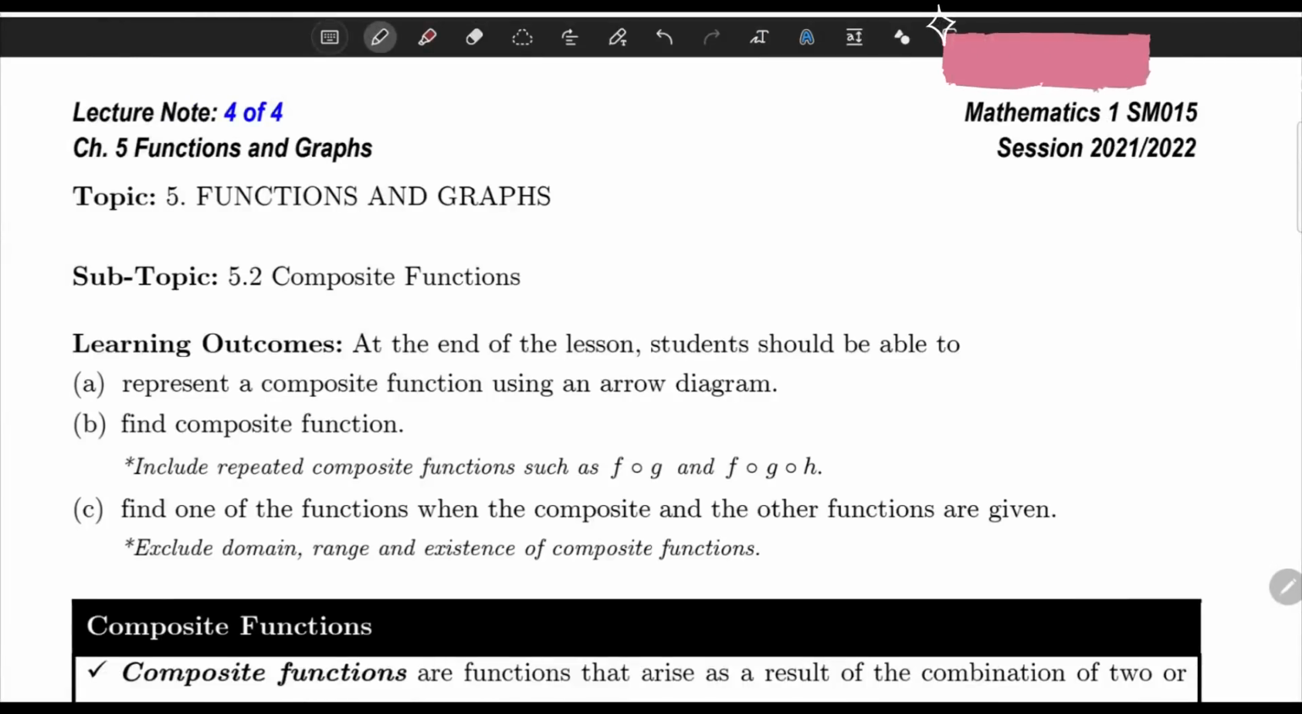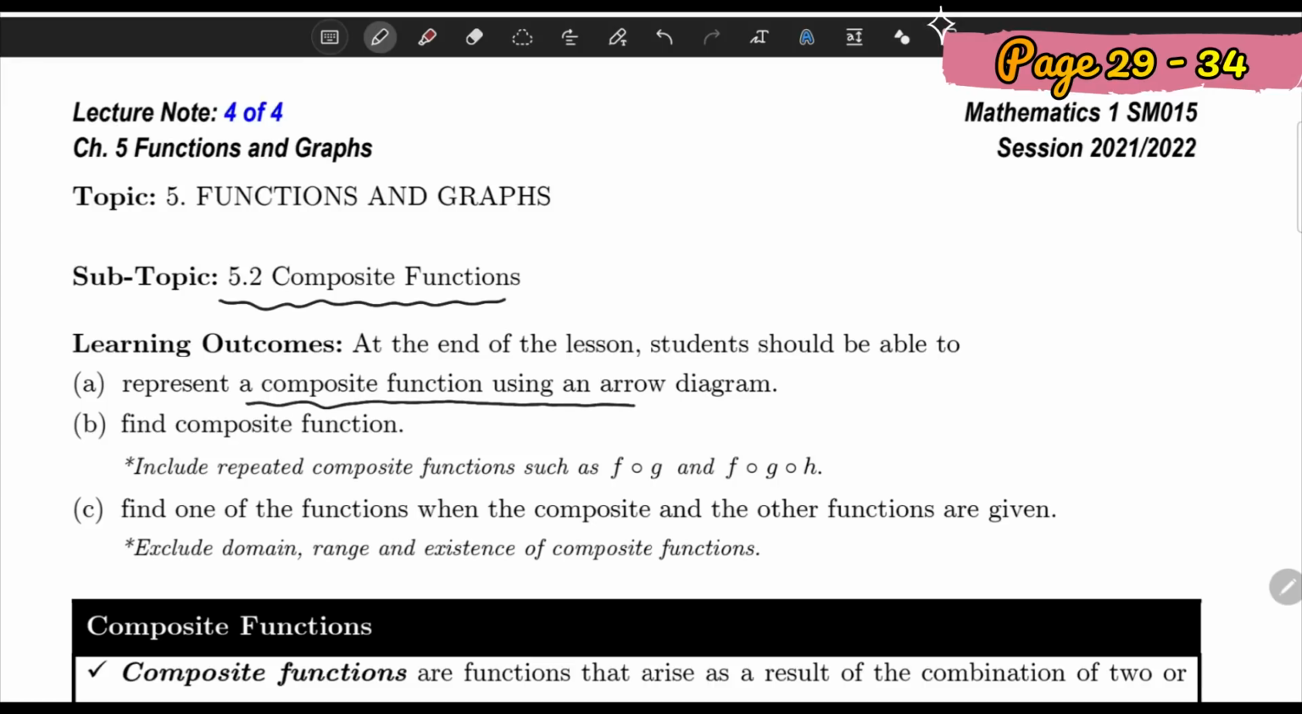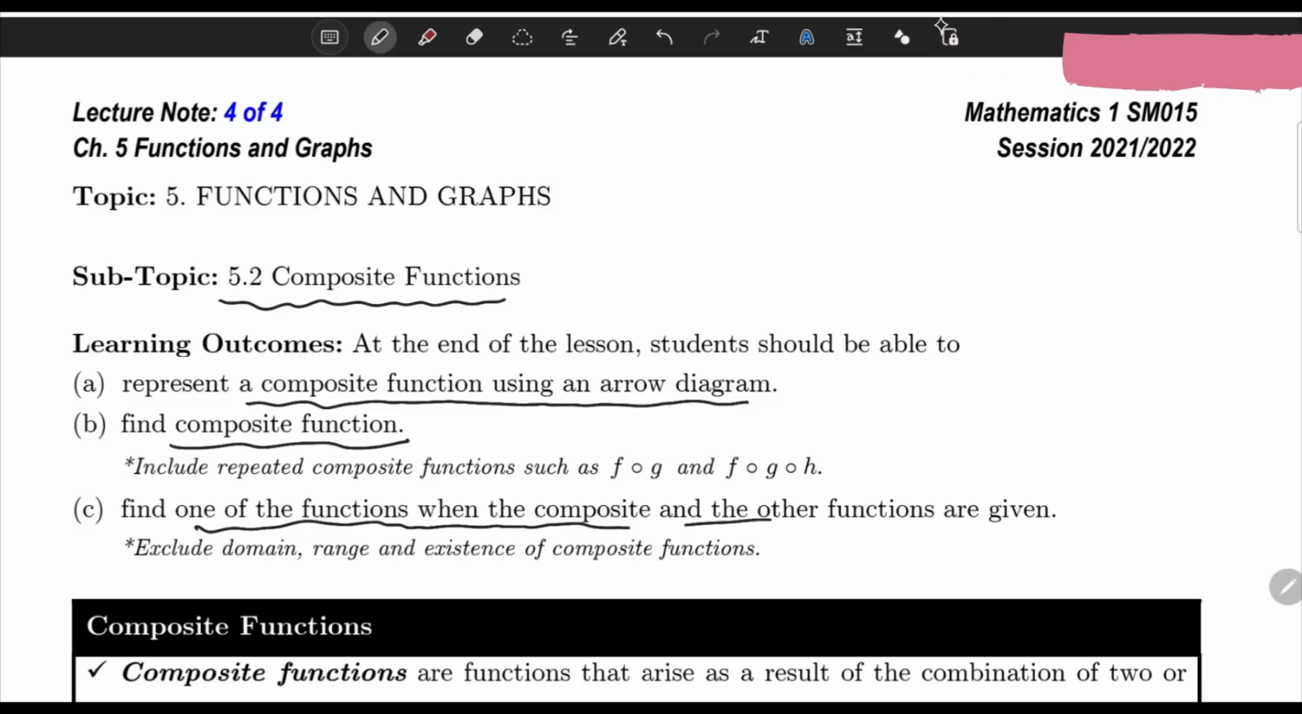Lecture 4 of 4, Subtopic 5.2, Composite Functions. At the end of the lesson, students should be able to represent a composite function using an arrow diagram. Find a composite function. Find one of the functions when the composite and the other function are given.